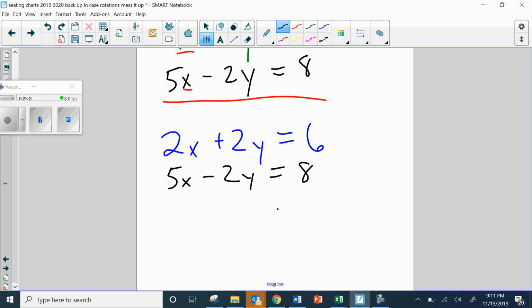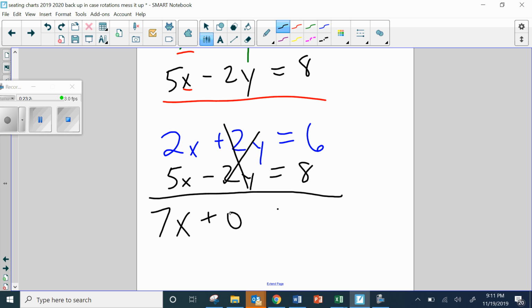So now I notice that I can add these vertically and have something cancel out. The y's will now cancel out. And that was really our whole purpose, was to get the y's to cancel out. I get 7x. I get 0 there. So we can put plus or minus 0. It doesn't really matter. And I get that equals 8 plus 6 is 14.